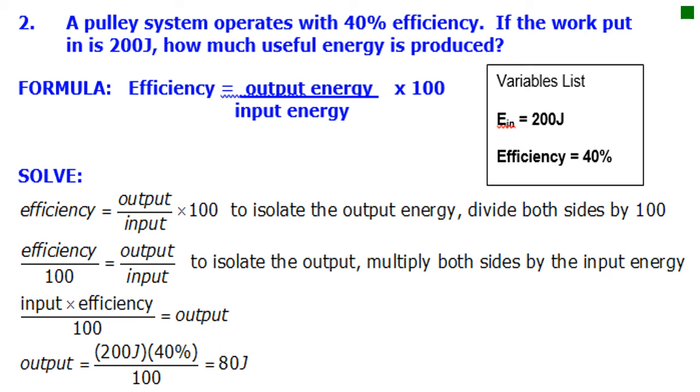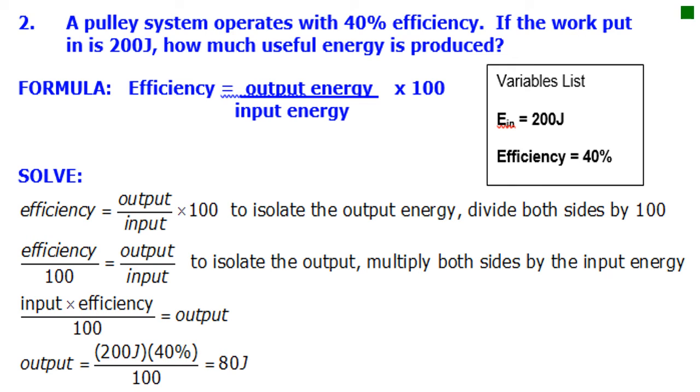Okay, so another calculation that you have to be able to do is efficiency. Efficiency is the output energy divided by the input energy. This example asks you to work backwards so that you can find out how much useful energy is produced when you have an input of 200 joules of energy and it's a pulley system that operates with 40% efficiency. After doing the calculation and necessary substitution, you find that the output energy is 80 joules. Everything's explained here for you on this slide.